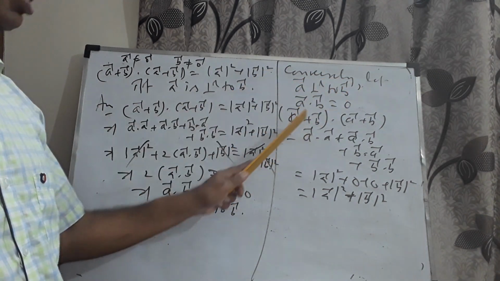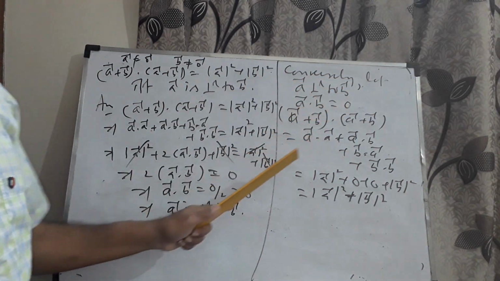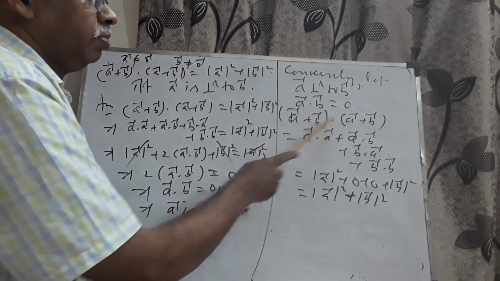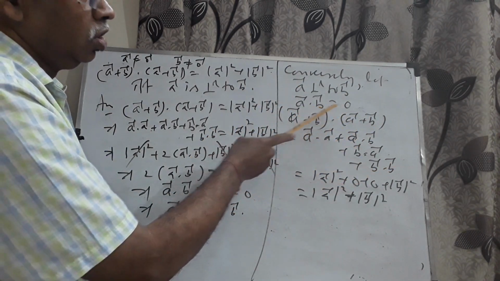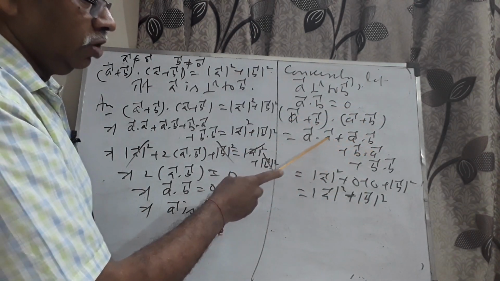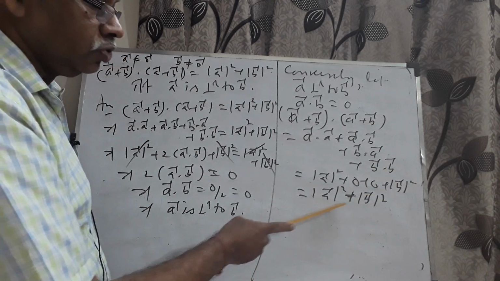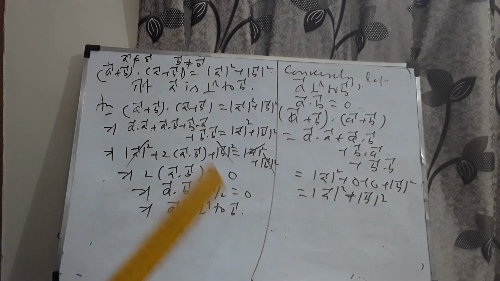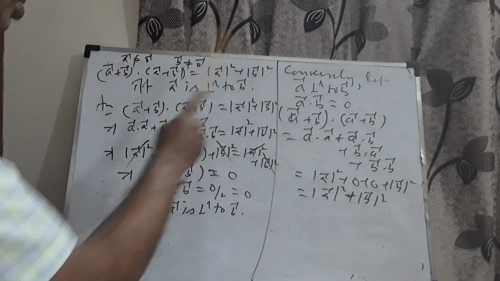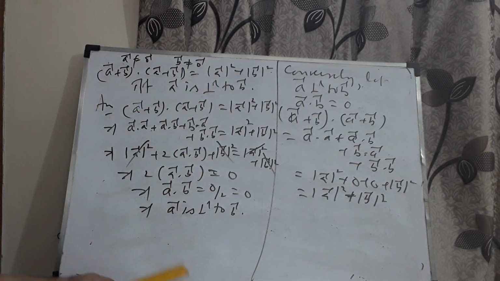Conversely, A is perpendicular to B vector. Now A dot B is 0. (A + B) dot (A + B). Apply distributive property. A dot A plus A dot B plus B dot A plus B dot B. A dot B is 0, plus B dot A is also 0. Therefore, this becomes 0, this becomes 0. This becomes |A|², this becomes |B|². It's reduced to |A|² + |B|². Therefore, I come to the conclusion (A + B) dot (A + B) is equal to |A|² + |B|² if and only if A vector is perpendicular to B vector.